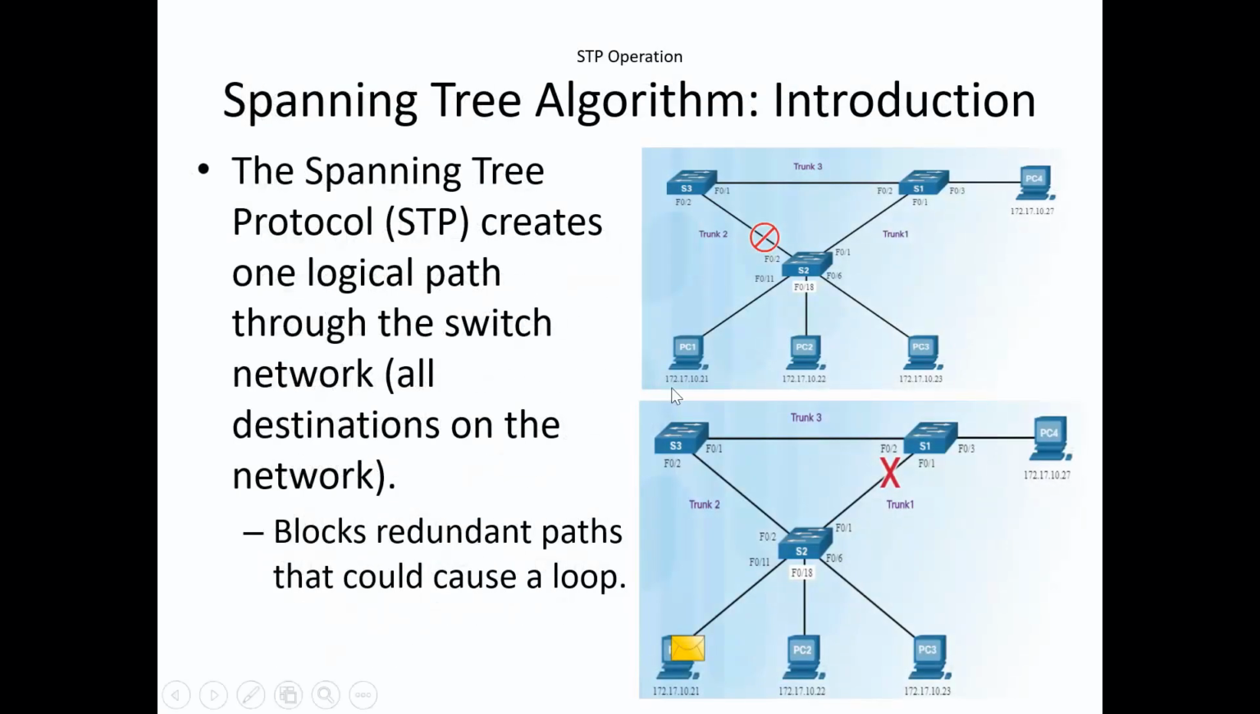The spanning tree algorithm aims at creating one logical path through the switch network. It will block the redundant links in the topology, and there will be only one main path existing. In case there is a failure of the main path, then the redundant link which has been blocked will be unblocked and will be available to establish the network connectivity.